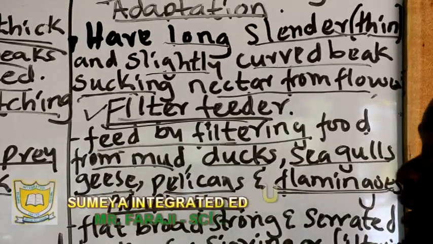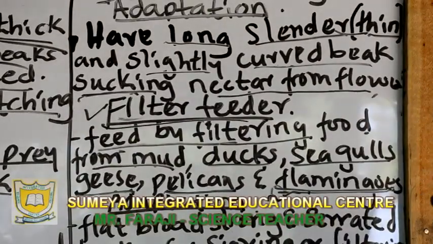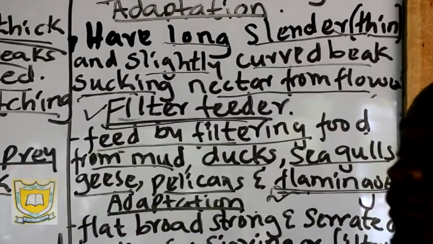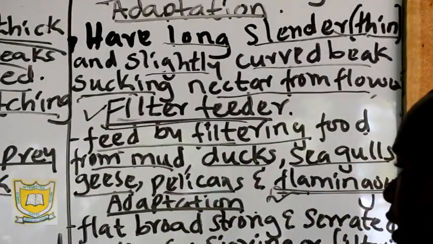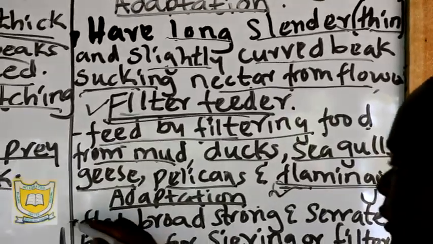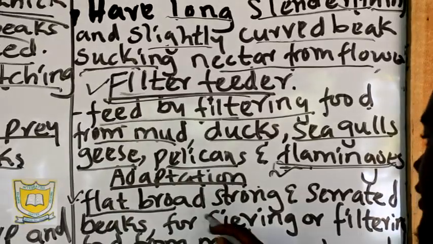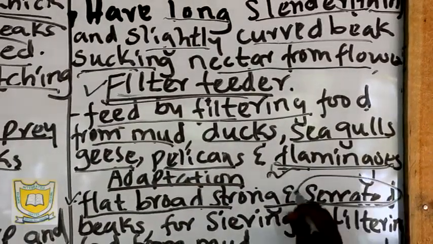For example, at Magadi, you may get so many flamingos there. Why? Because now they feed on the mud. They are adapted to living in such zones where they can filter food from the mud that is in the area. Now their adaptation, the beak of this bird, is flat, broad, strong, and serrated. So we are going to discuss serration.